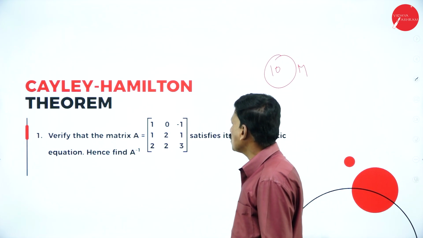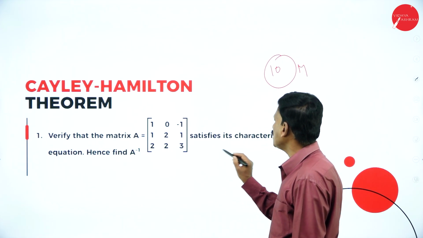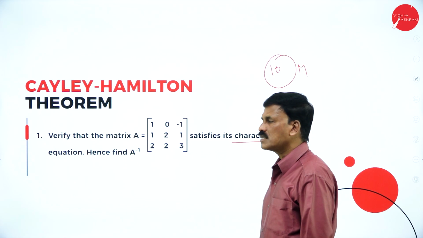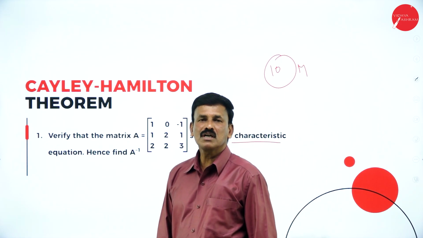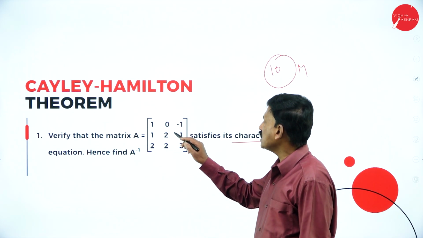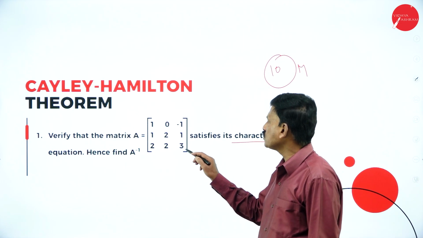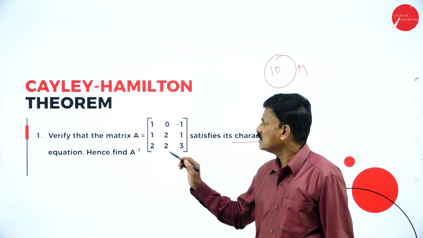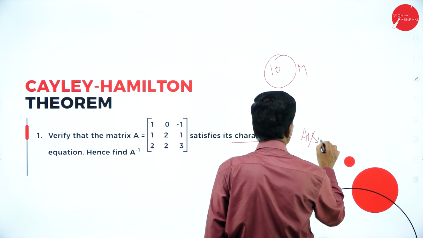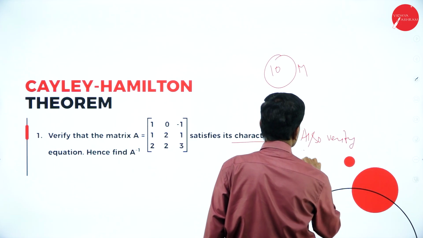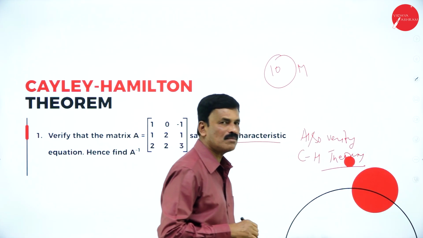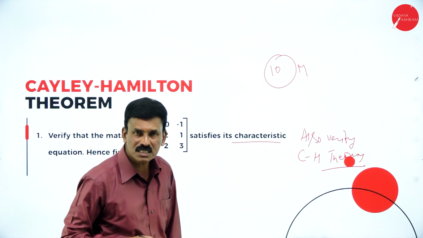Verify that the matrix A is equal to 1, 0, minus 1, 1, 2, 1, 2, 2, 3 satisfies its characteristic equation. Hence, find A inverse, and also verify the Cayley-Hamilton theorem. So, in the examination, they may ask: verify that the matrix A satisfies its characteristic equation and hence find A inverse. Also verify the Cayley-Hamilton theorem. To verify the Cayley-Hamilton theorem, we have to find the characteristic equation.